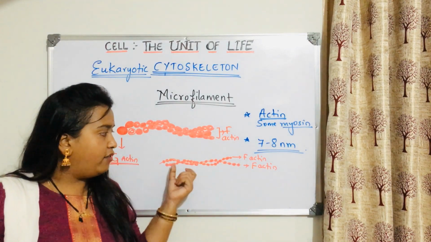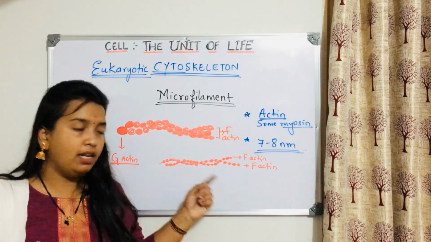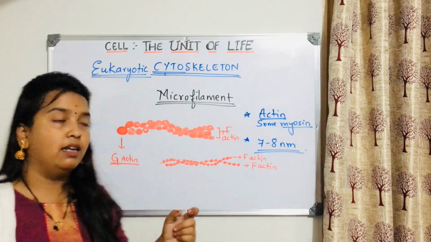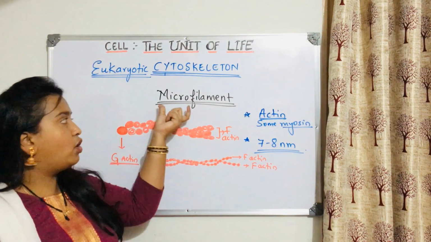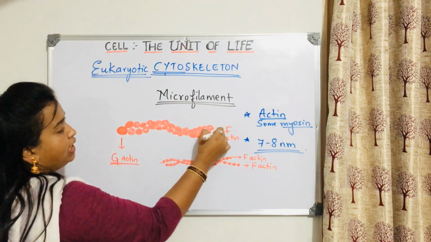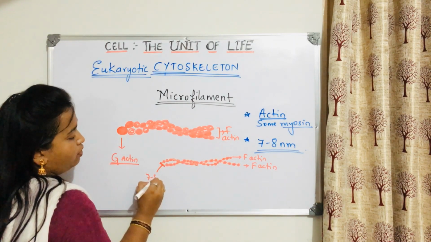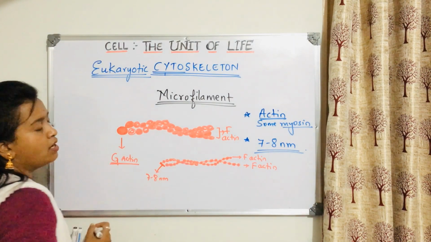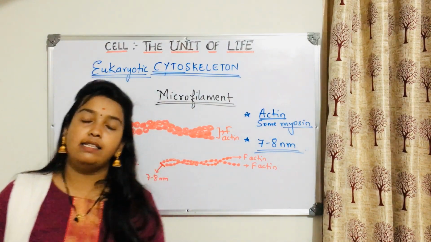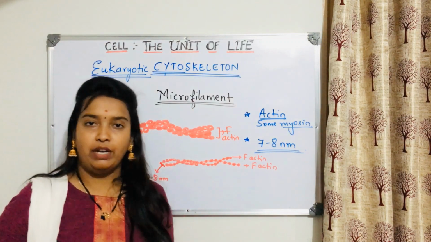So two F-actins, when they coil towards each other, it forms a protein structure and that is called microfilament. Now what is the diameter of this? If you see this diameter, it is what? 7 to 8 nanometer. It is 7 to 8 nanometer approximately. So this is about microfilament.